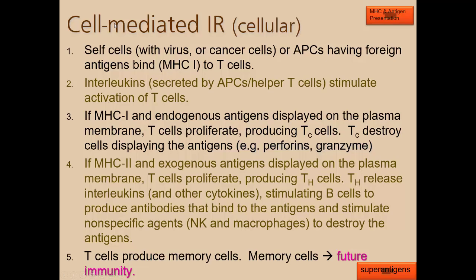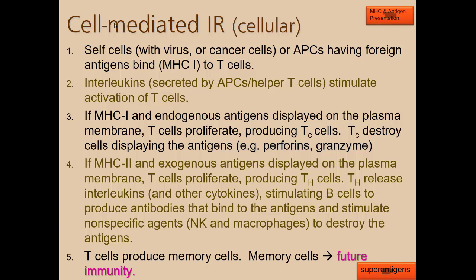So let's start with cell-mediated immunity or cellular immunity. We start out with, again, either a cancer cell or a cell infected by a virus. There can be other conditions that start this, but these would be the two usual. Or what may start it would be an APC that has picked up an antigen and expressed it on an MHC class 1.